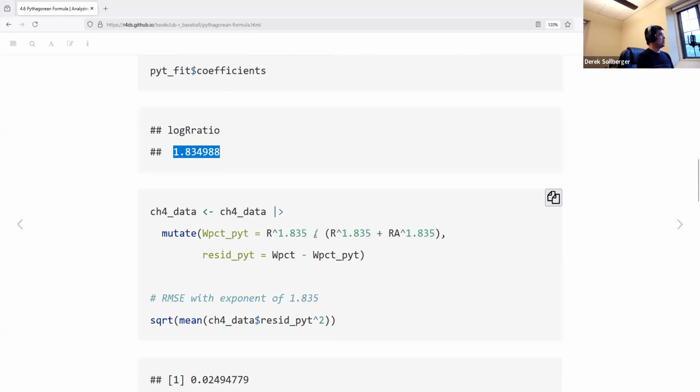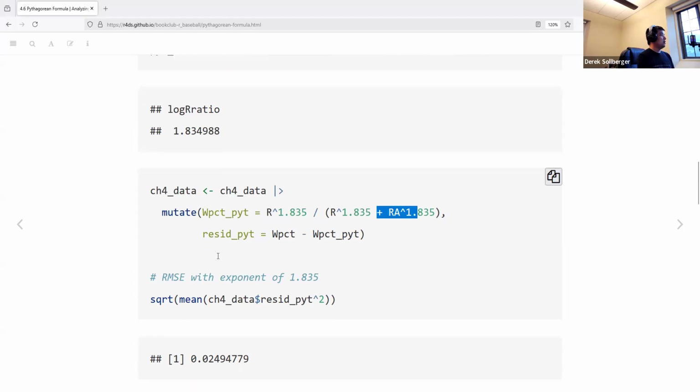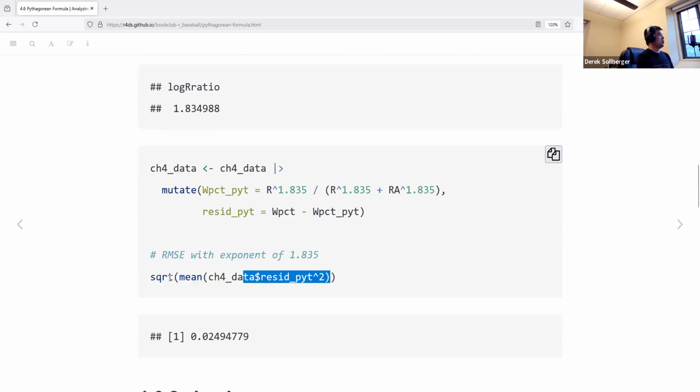So I revised the data frame to use that new exponent instead. To justify using that new exponent in the metric root mean squared error, you could scroll up and down and be assured that the root mean squared error did decrease, that we have less error in our model.